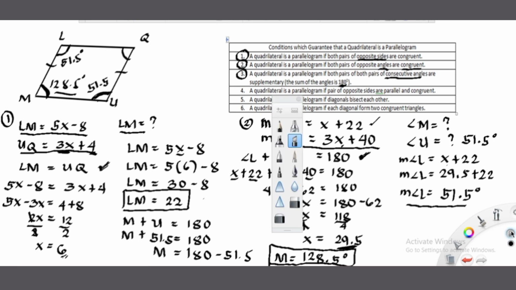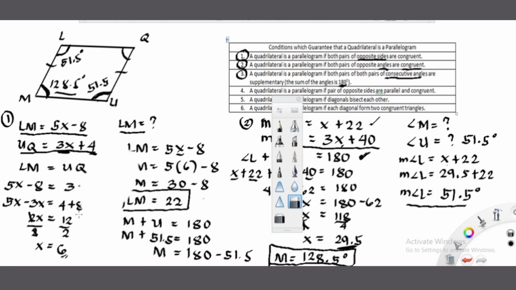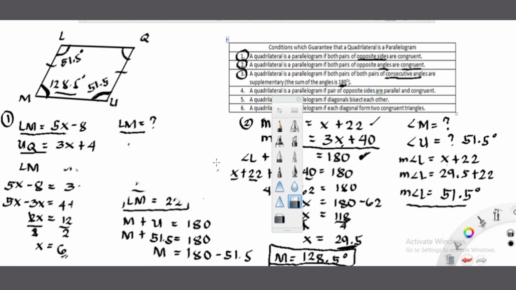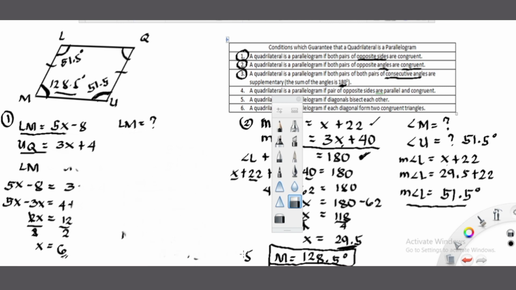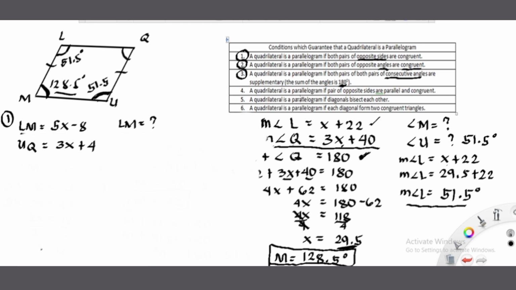So, burahin na natin itong mga examples natin a while ago. So, we will be needing more space. Okay, sa next example natin. So, let's have example number 3. Sige, hanggang dito lang muna yung pag-erase.